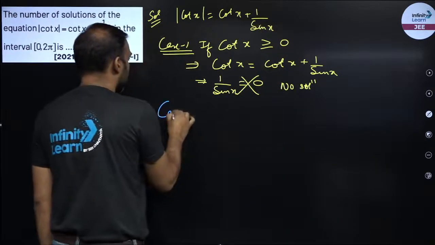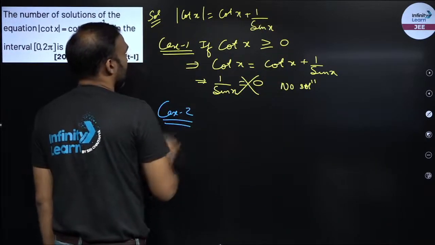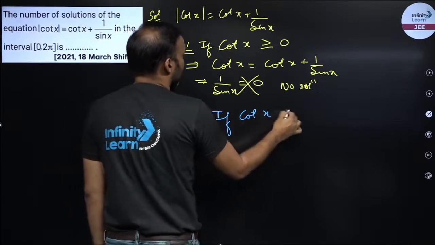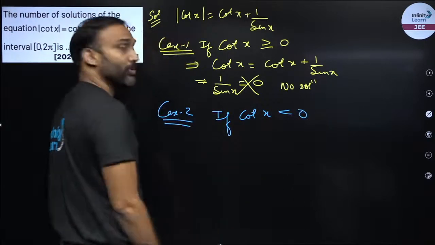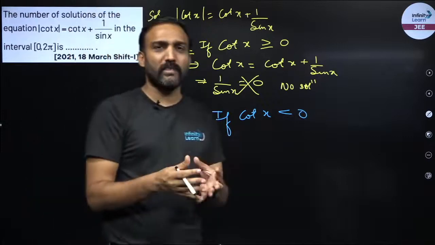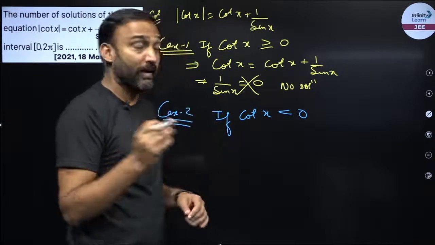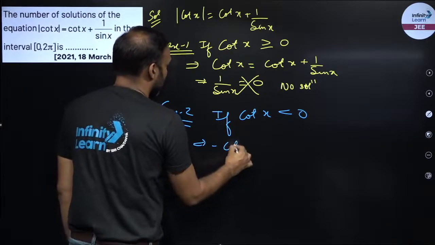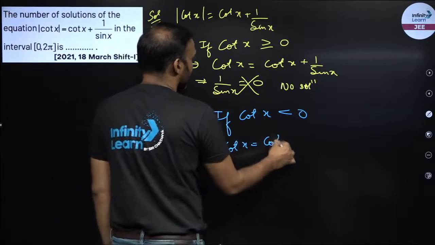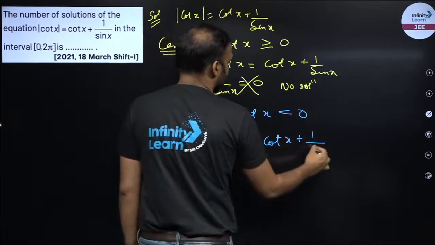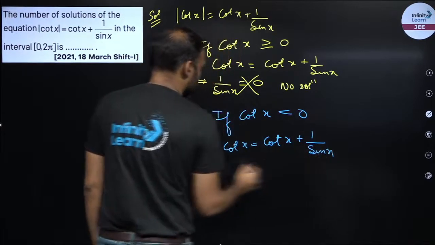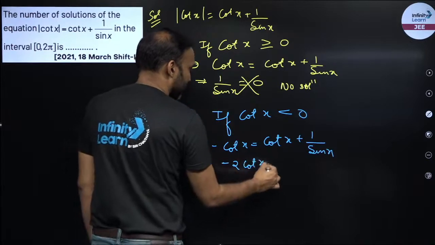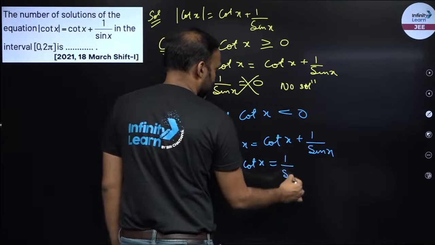So now I'll jump to case number 2. Case number 2 is if cot x is less than 0. So cot x is negative. If cot x is negative, mod of cot x will be equal to minus cot x. So now my equation becomes minus cot x is equal to cot x plus 1 by sin x. So from here I'll get minus 2 cot x is equal to 1 by sin x.